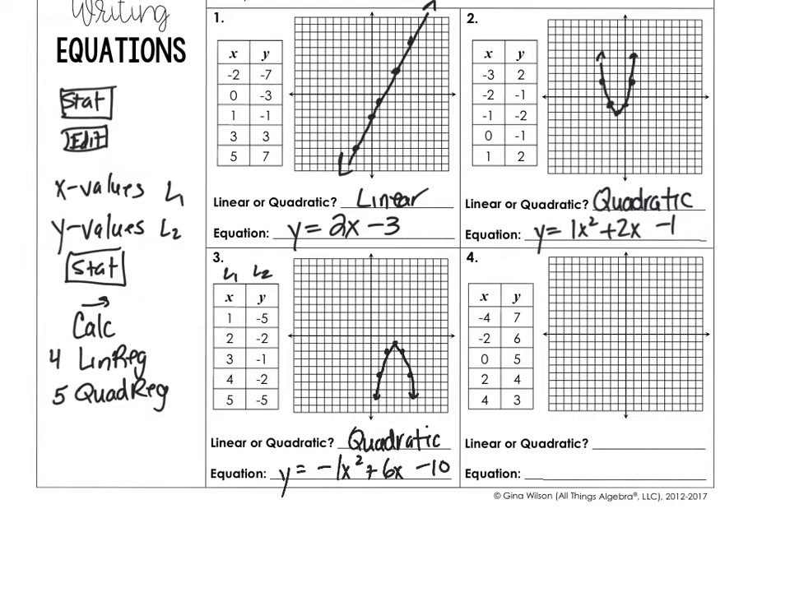All right. Number 4, -4, 7, left 4, 1, 2, 3, 4, up 7. Okay, -2, 6, left 2, up 6. 0, 5, up 5. 2, 4. And 4, 3. All right, so I went ahead and plotted that last point. Let's go ahead and connect the dots.